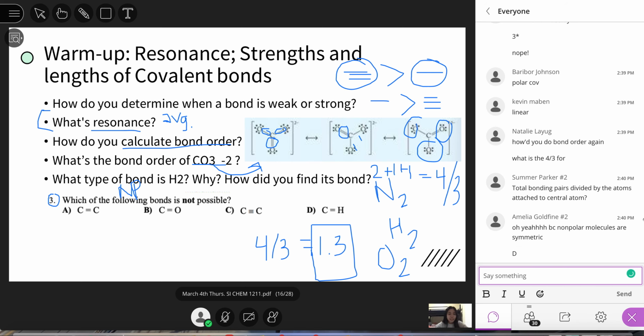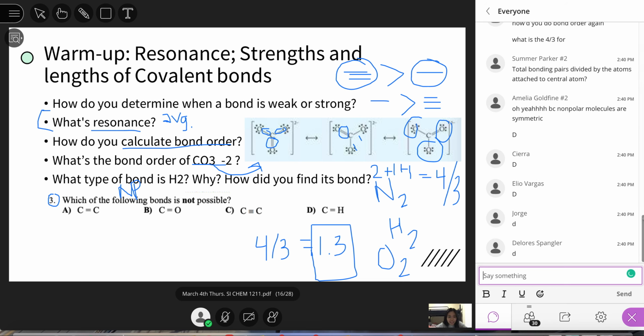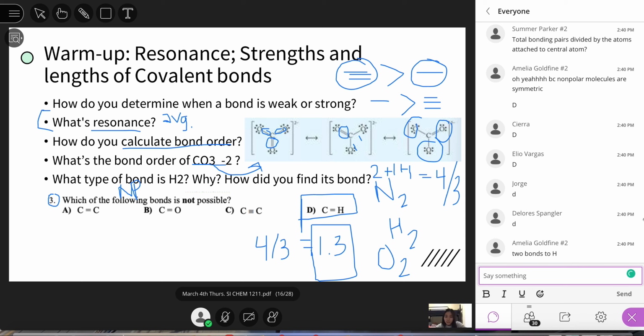Which of the following bonds is not possible? D? Okay. Yep, that's correct. And why is it D? Because hydrogen can never have 2 bonds to H. I think we just went over that a while ago. Why is that not possible?